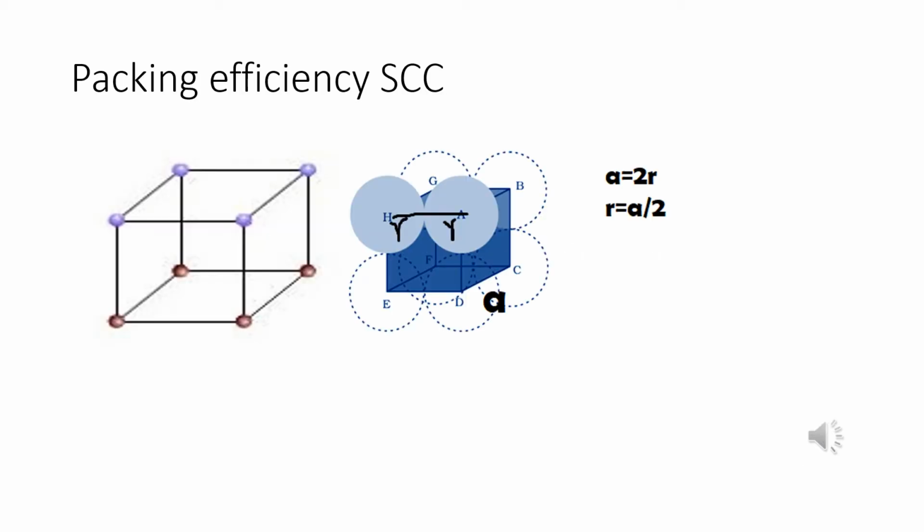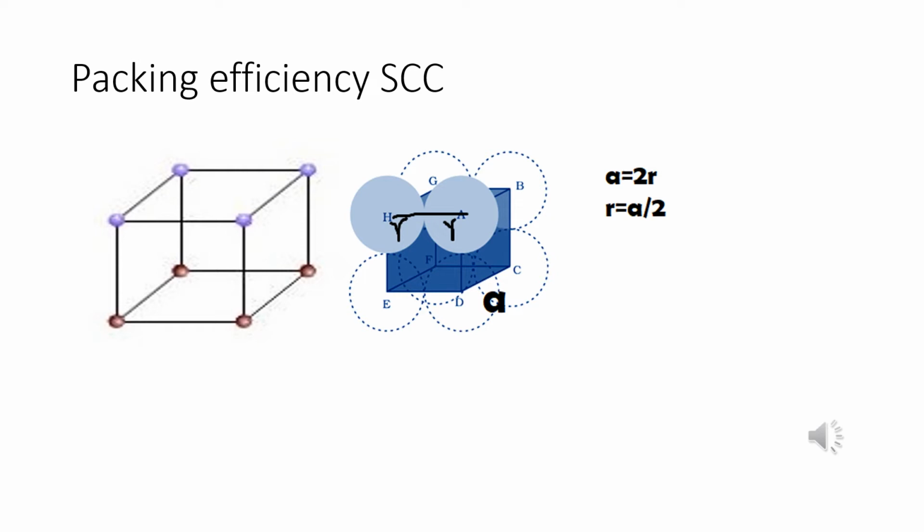So let us calculate the packing efficiency of simple cubic unit cells, body-centered cubic unit cells and face-centered cubic unit cell. See, packing efficiency of simple cubic unit cell. In simple cubic unit cell, the atoms are located only at the corners of the cube. We already studied this. The particles touch each other along the edge.